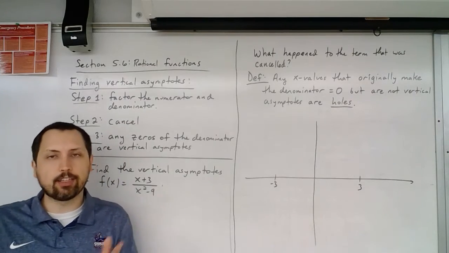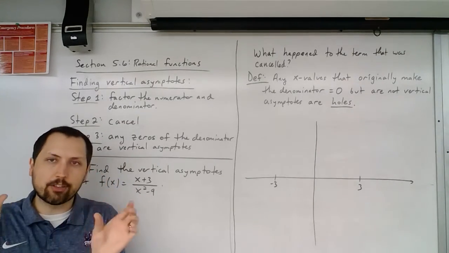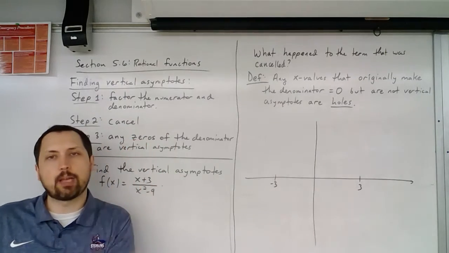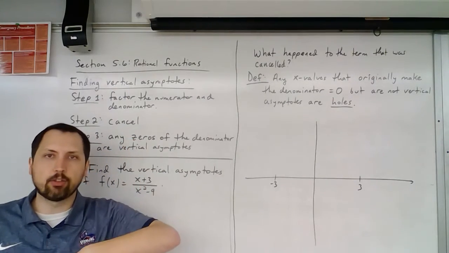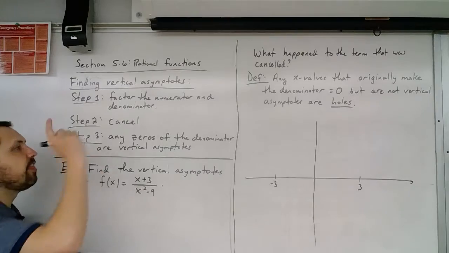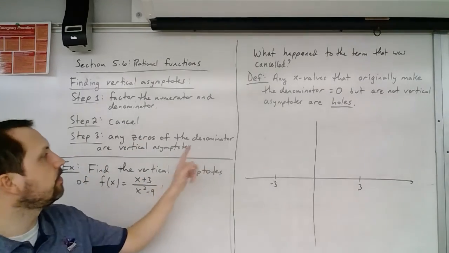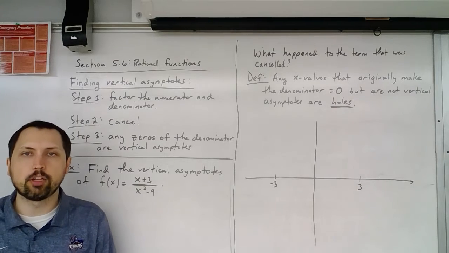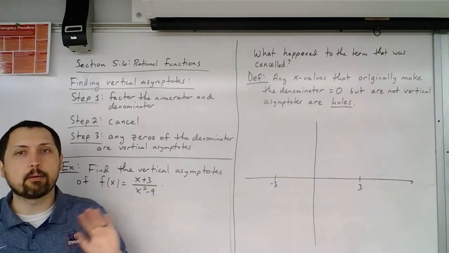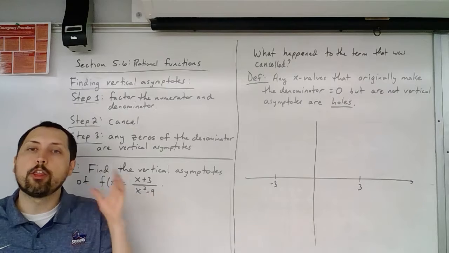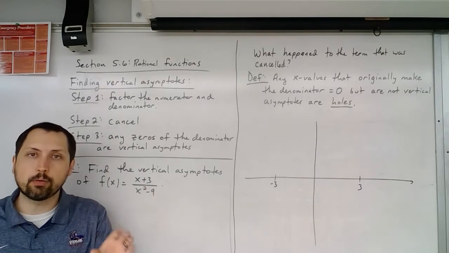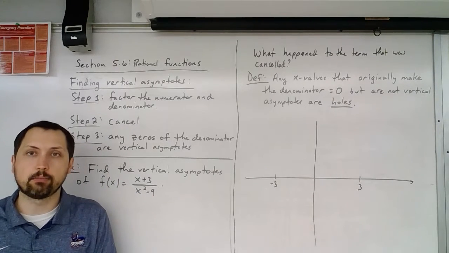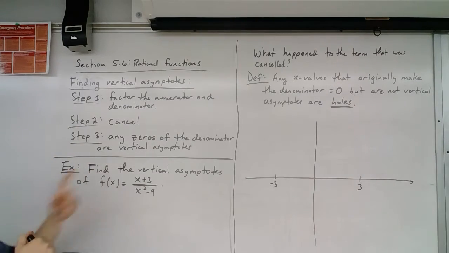Many people love canceling. Once you have our little individual factors there, if you have factors on the top that are the same as factors on the bottom, go ahead and cancel those. Cancel everything you can. Then any zeros of the denominator that are still left, these are going to be vertical asymptotes. So after canceling, if the denominator ever equals 0, those x values that make it equal to 0 are vertical asymptotes. So let's take a look at an example.